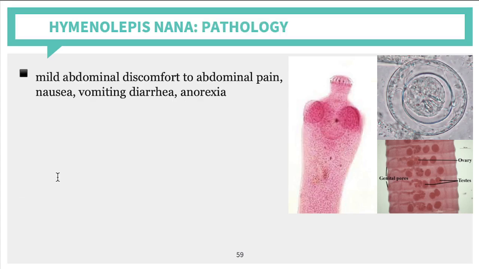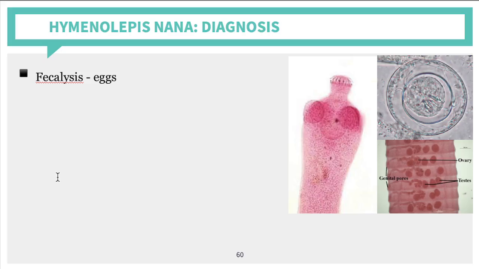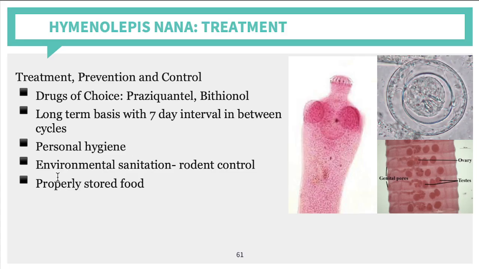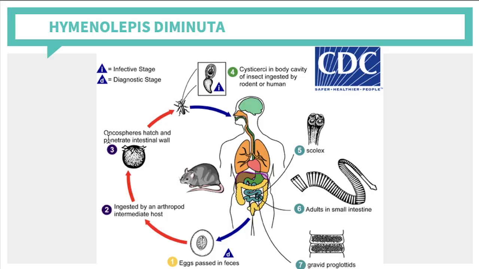Okay, the usual symptoms here, patients are having a mild abdominal discomfort to just an abdominal pain, nausea, vomiting, diarrhea, or anorexia. So very mild discomfort. And we can diagnose this one through the presence of eggs. So again, the treatment of choice, you don't need to forget this one again, is praziquantel. And again, you can prevent this one based on the life cycle that we discussed a while ago.